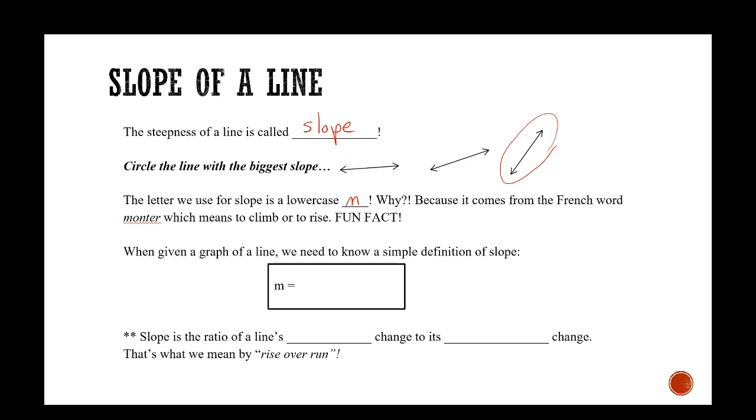When given a graph of a line, we need to know a simple definition of slope, and that is rise over run. Okay, and the visual I like to give with this is rise over run. So think of yourself sitting in your chair. In order for you to run, you have to stand up first. So your rise is you're going to either stand up or sit down. And that's your rise, the up and down.